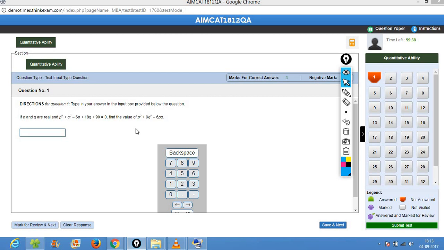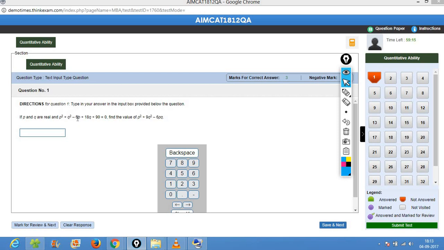So let's see question number one. If P and Q are real, P square plus Q square minus 6P plus 18Q plus 90 is equal to 0. Find the value of P square plus 9Q square minus 6PQ. So can I find out the values of P and Q respectively?